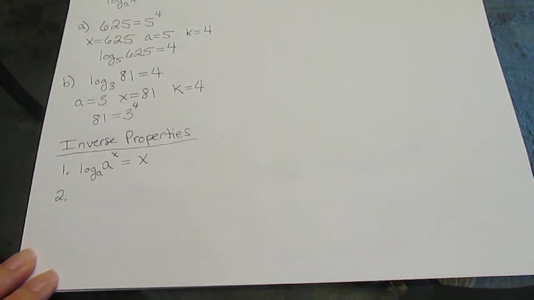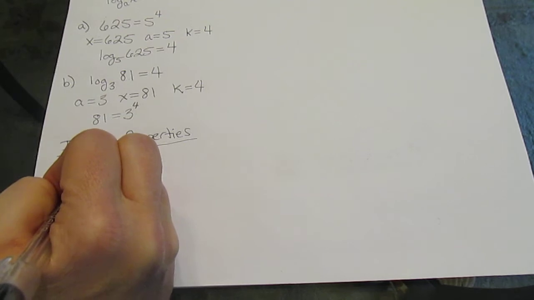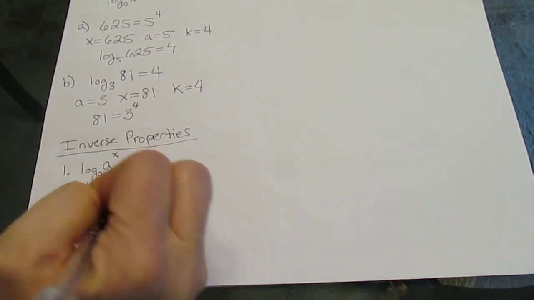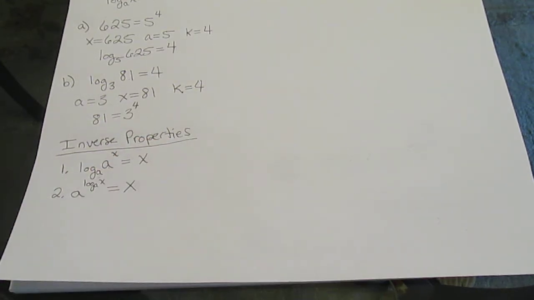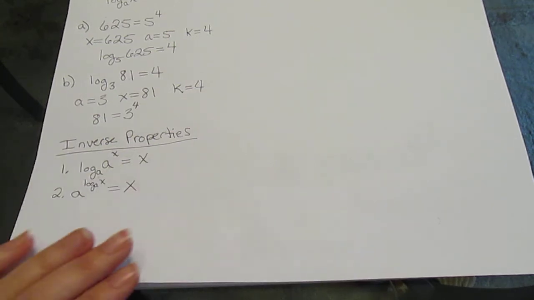Okay, and our second property, which I'm not really going to show on this video, but you'll see more of it in the notes, so make sure you take a look at the notes. But let's go ahead and write down the other property. It's a to the power log base a of x. Well, that also equals x. Okay, so I gave a little bit more details about the inverse property. It's in the notes, so check out the notes. But let's go ahead and use this first property and simplify some of our logs.